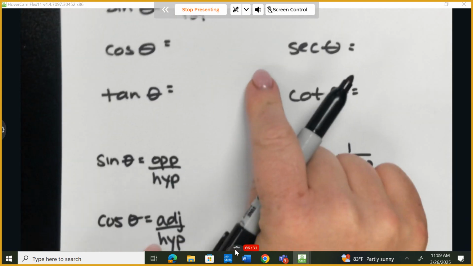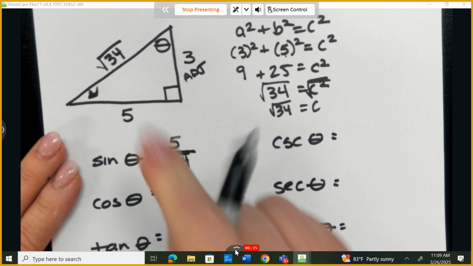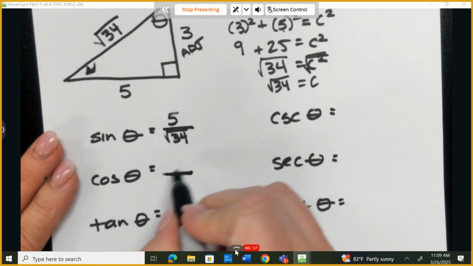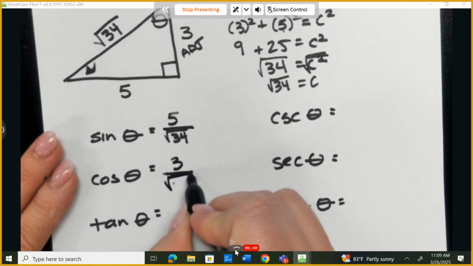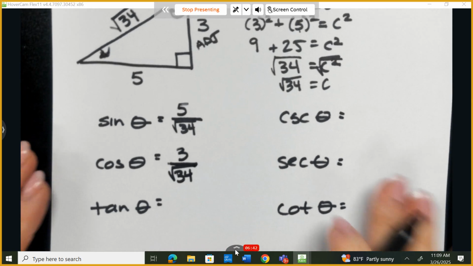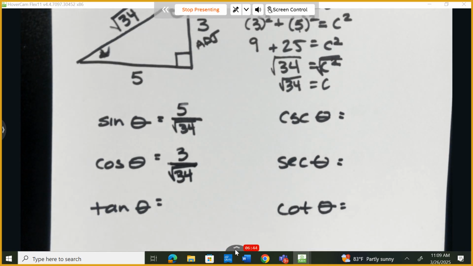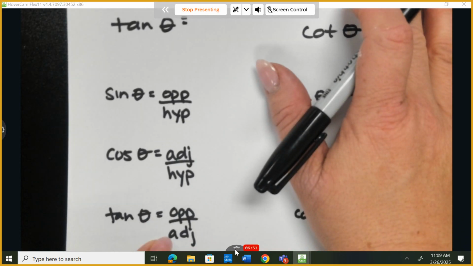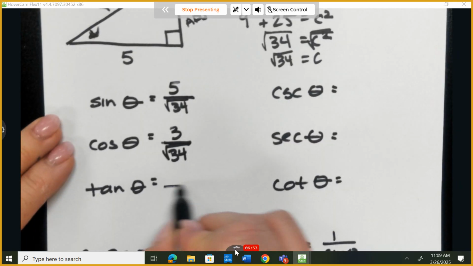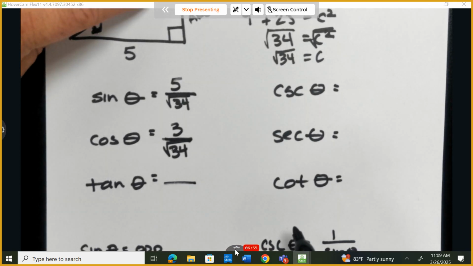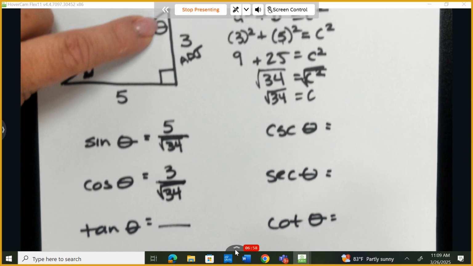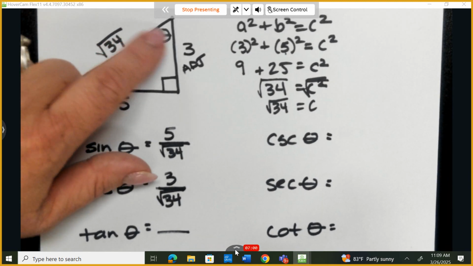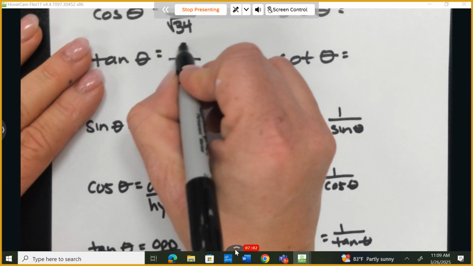So let's come back here. Cosine is adjacent over hypotenuse. Adjacent is 3. Hypotenuse is the square root of 34. Okay, let's go tangent next. Tangent is opposite over adjacent. From this angle, the opposite is 5, and the adjacent is 3. So 5 over 3.